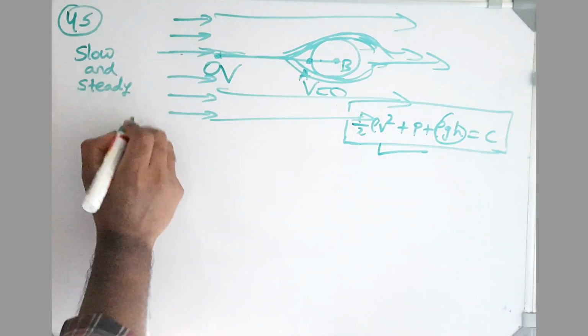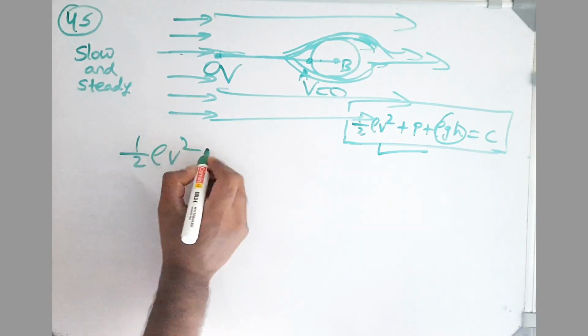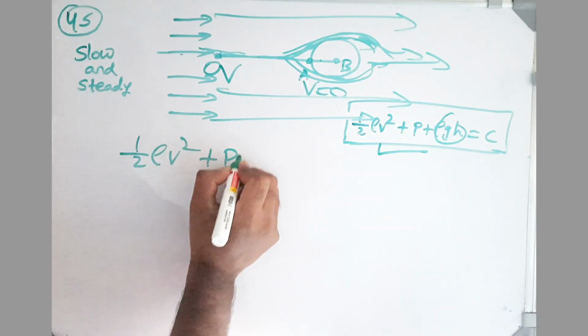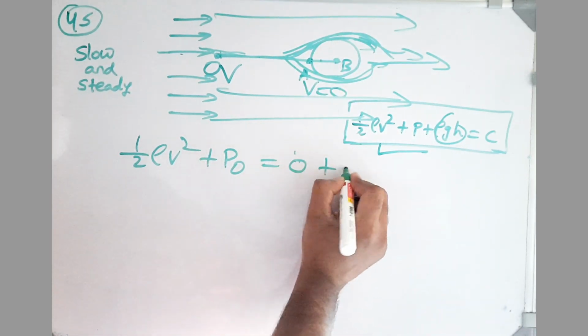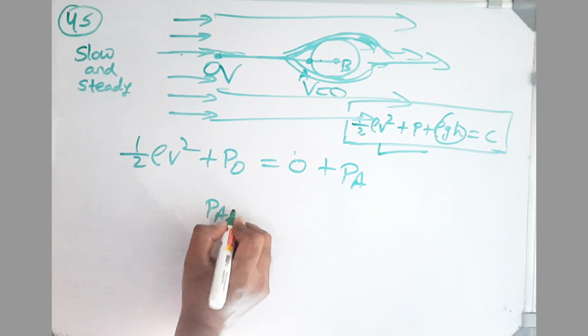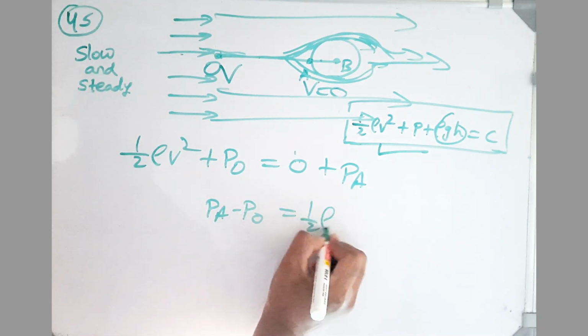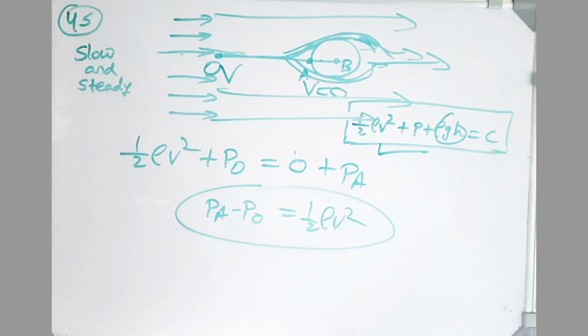For this point, if you apply half rho V square plus P, this point is PO is equals to, here velocity is 0, so it is 0 plus PA. So pressure difference PA minus PO is equals to half rho V square. So option B is also correct.